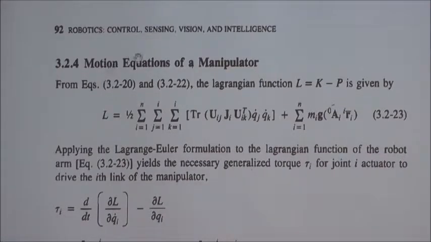The motion equation of the manipulator, here is what you have. The Lagrangian function L for any given robot is equal to kinetic energy minus potential energy. So L is equal to 1/2 of all this kinetic energy, which is a complicated matrix expression.